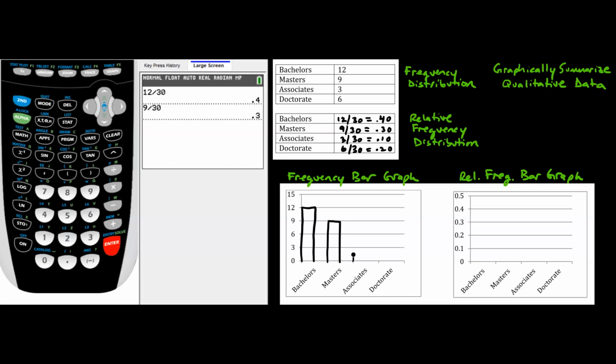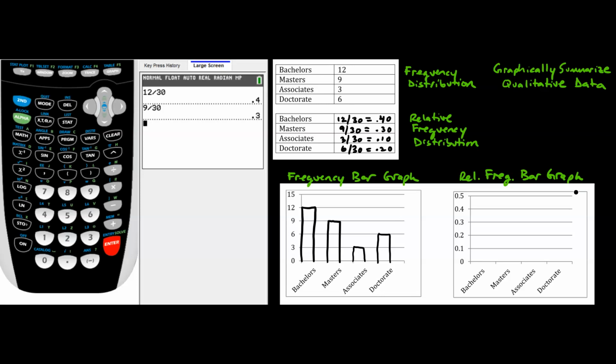Associates goes up to 3. And doctorate goes up to 6. So this is a nice display of this data, and many times the story is told a little bit more effectively with this picture than it is with this table.